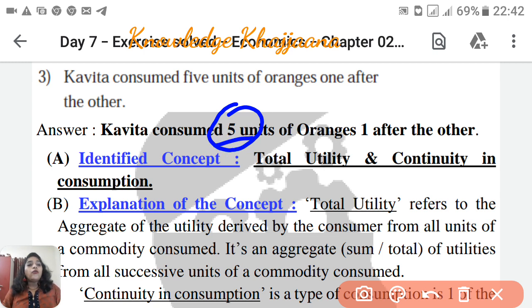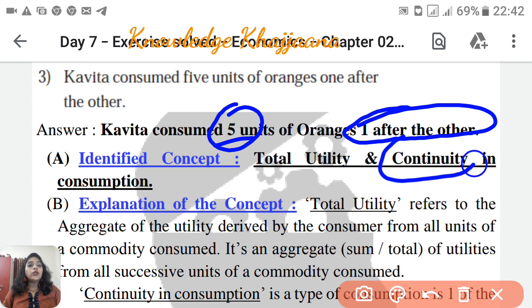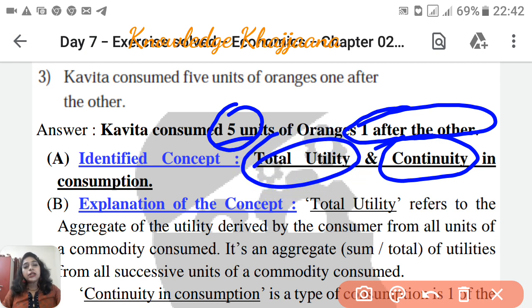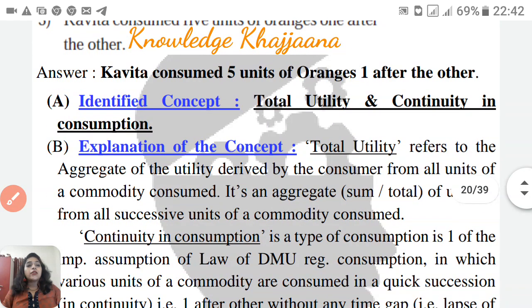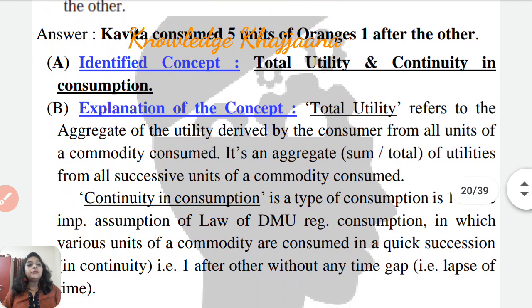And one after the other. She ate one after the other. So what does this mean? It is continuity. So the second concept hidden here is continuity, and the first concept hidden is total utility. So in the same statement, two concepts are hidden, that is total utility and continuity. Now we have to explain. What is meant by total utility?